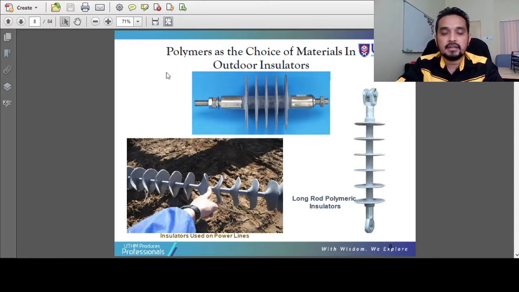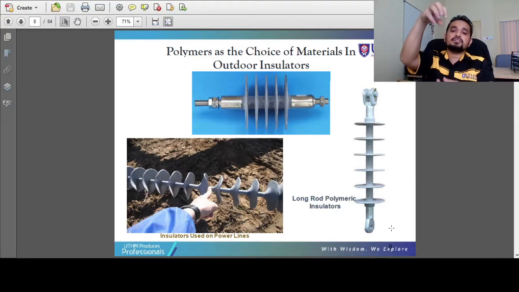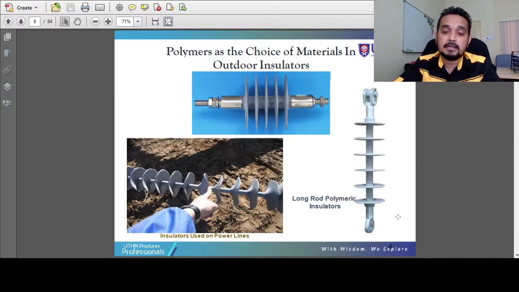And these are examples of polymeric material used as the insulator, the suspension insulator. Why do we call it a suspension insulator? Because this insulator is being used to suspend the transmission line, right? So this is attached to the earth tower, a transmission tower, and then this is being used to suspend the live cable.